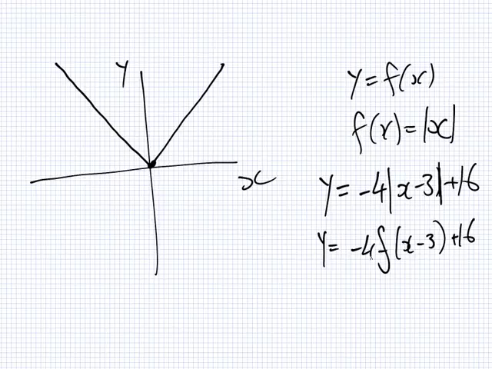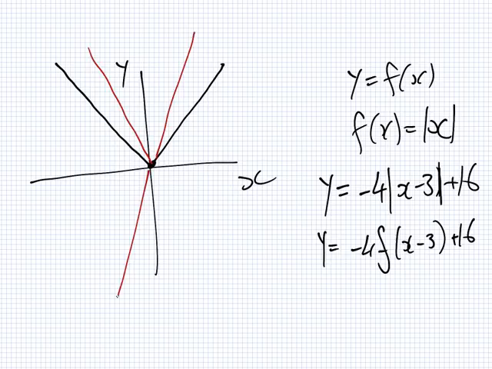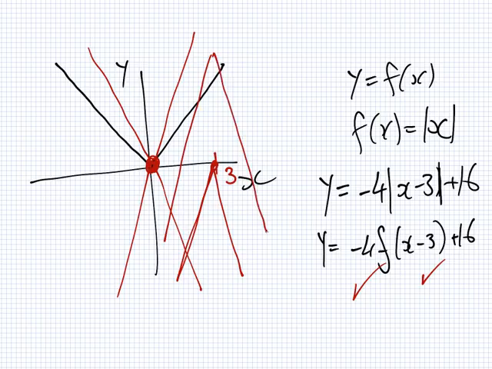So what does the minus 4 do? Well, what does the 4 do? The 4 will make it bigger, like this, and then the minus flips it down like this. The vertex and the roots are still at the origin, though. The minus 3 shifts it right, so now it's here at 3, and 16 up. So now it's up here, and this is the point (3, 16).